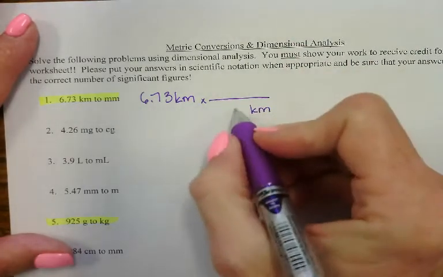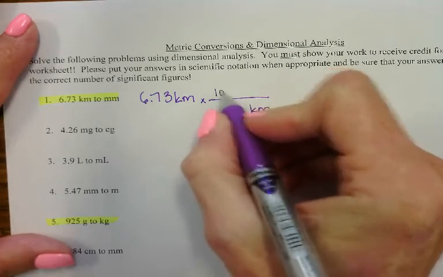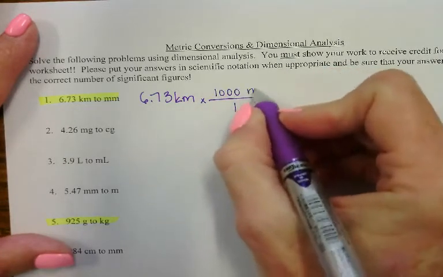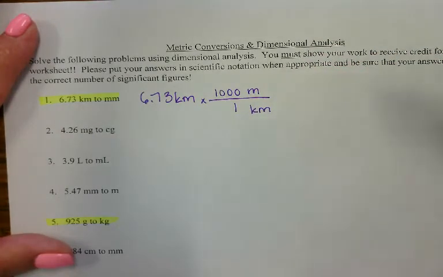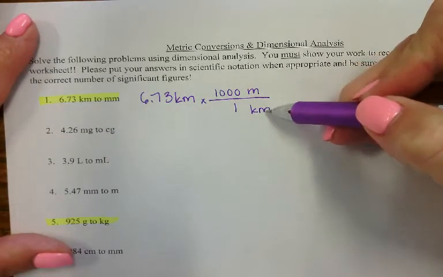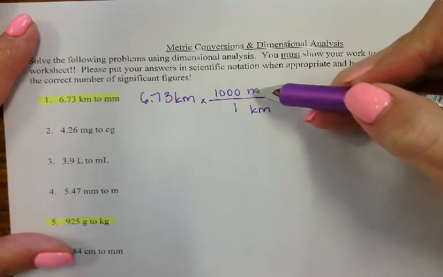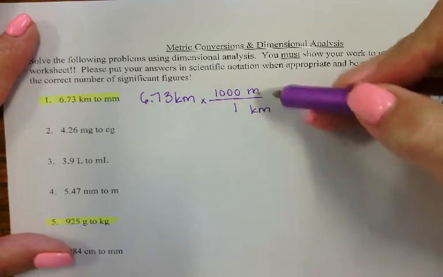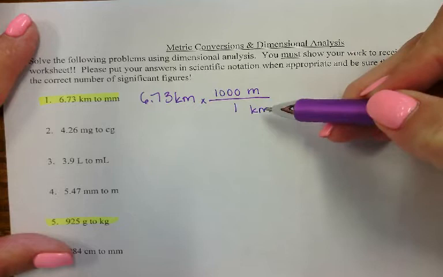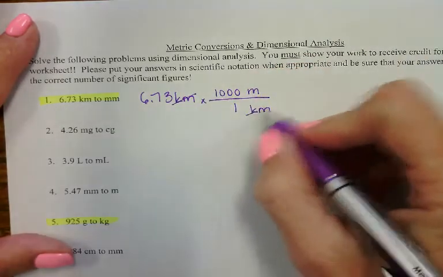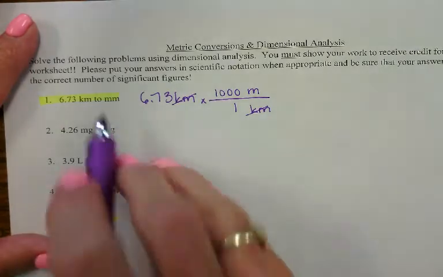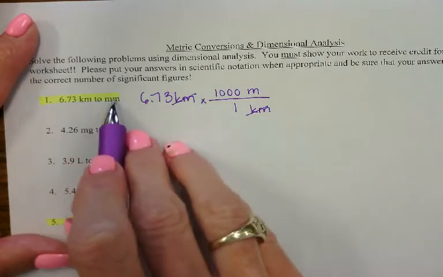I happen to know that in 1 kilometer there's 1,000 meters. This conversion factor is equal to 1. There is 1,000 meters in 1 kilometer, and there's 1 kilometer for every 1,000 meters. This is a conversion factor that's actually equal to 1. I'm just converting units. So I canceled that unit, and I didn't want meters, I wanted millimeters.